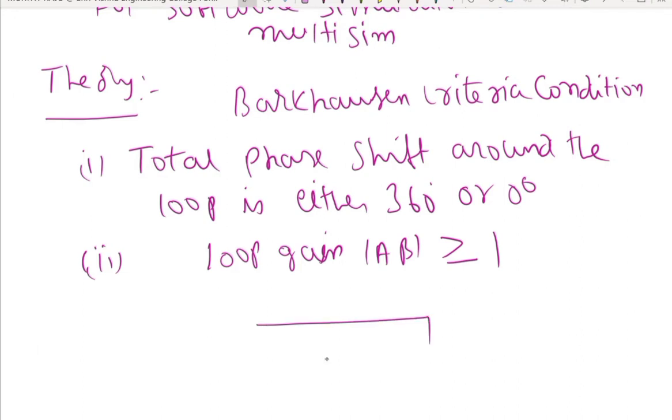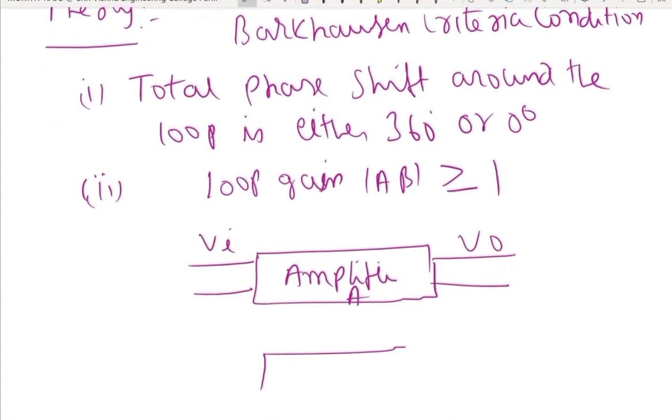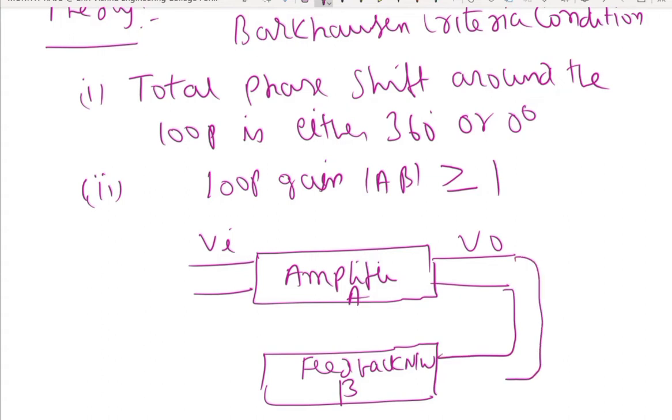See the amplifier circuit. Amplifier with gain A. This is the input to the amplifier. This is the output of the amplifier. This is the feedback network with feedback factor beta. Input to the feedback network is from the output of the amplifier. Output of the feedback network is VF, which is connected to the input of the amplifier. Therefore, VA is equal to VF.